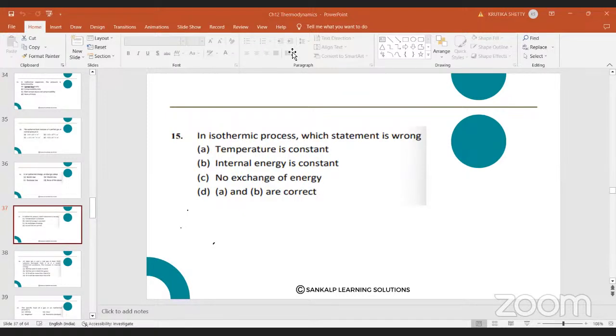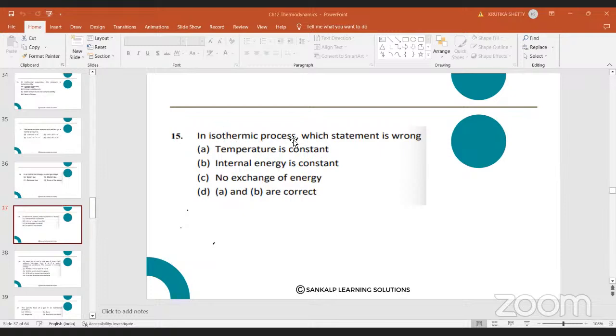C, ma'am. Yes, there is no exchange of energy. Here, which statement is wrong? They are asking which is wrong. Okay. Yes, so here it is C. It is C. Next one.